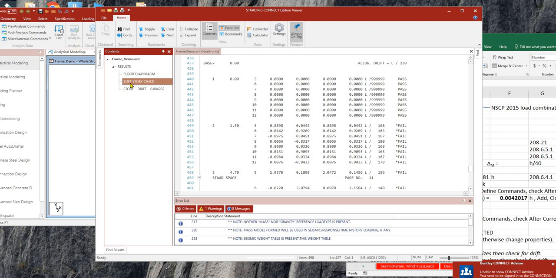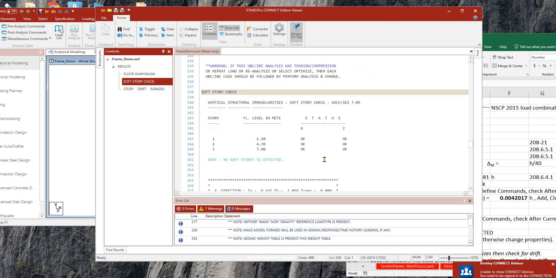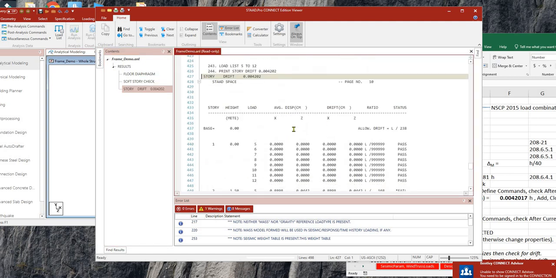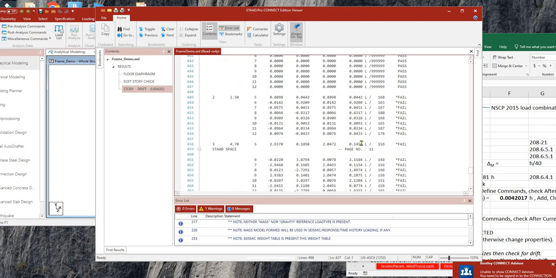Remember na ang ating first check, yung vertical irregularity, is yung soft story. Pasado siya. Tapos, sumunod naman, next na check is story drift. Fail siya. So, bago tayo magde-design ng beams and columns, dapat pumasa muna siya sa soft story tsaka story drift. Ito ngayon ang gagawin natin. Paano? Mag-i-increase tayo ngayon ng mga sizes ng beams and columns.